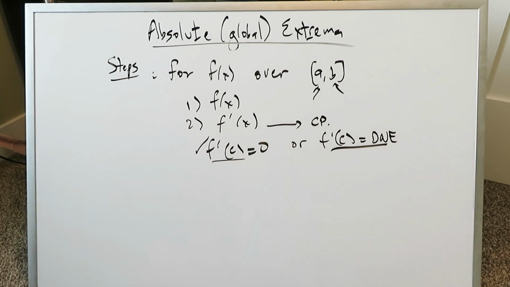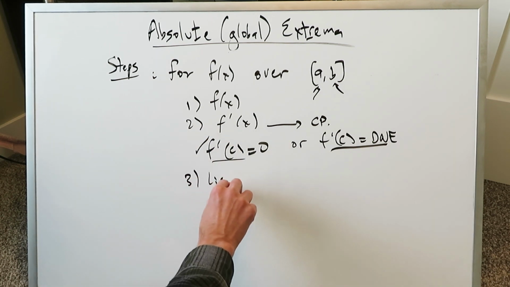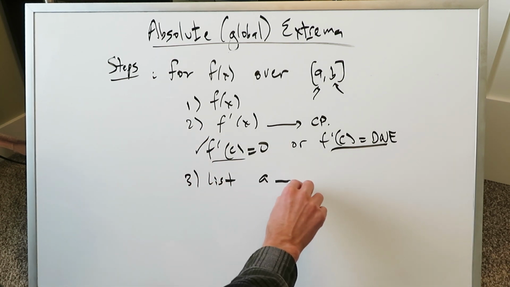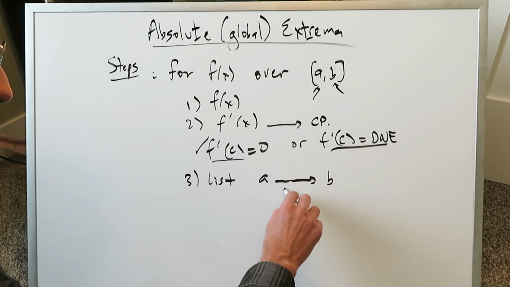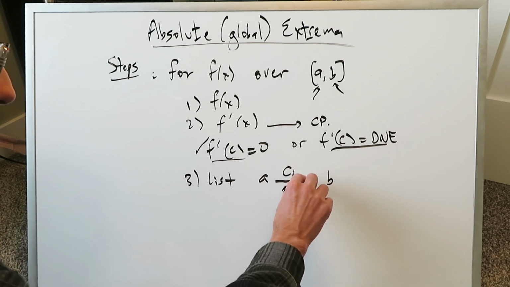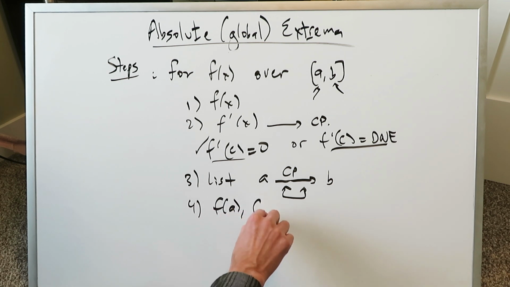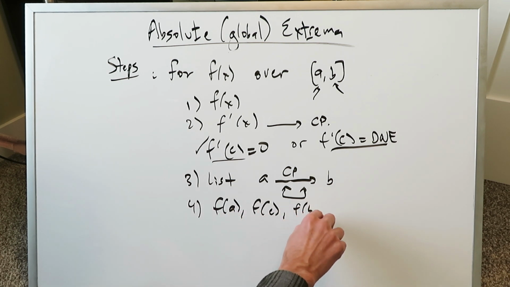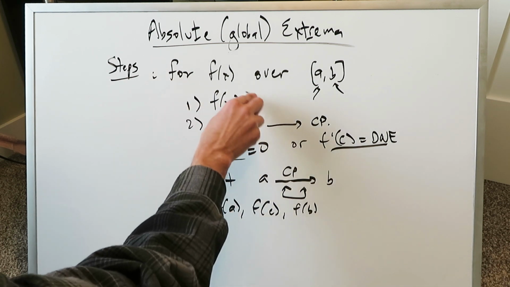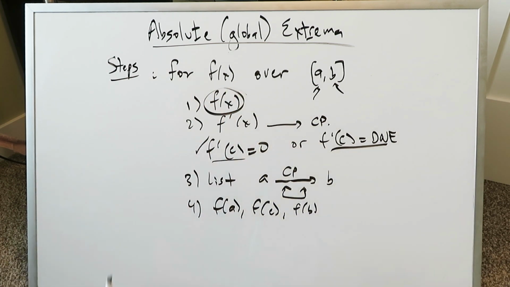The ideal is this. You want to list all your points. List all the points from A, which is your endpoint, to B, including everything in between in terms of your critical points, the stationary points. Everything must be listed. Then you want to evaluate all of these, your f of A, your f of C values, and f of B, into your original function, the very original function. Everything is going in there. And this will help you identify your absolute values, your absolute extremes.